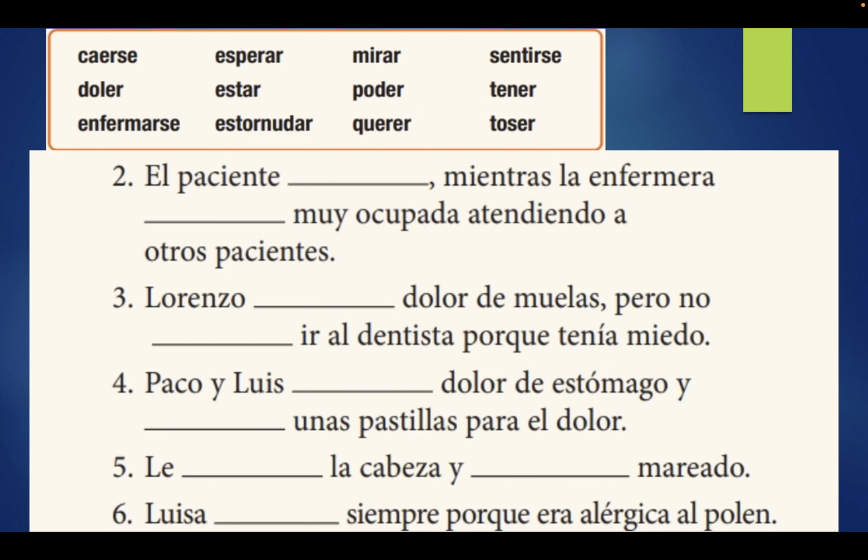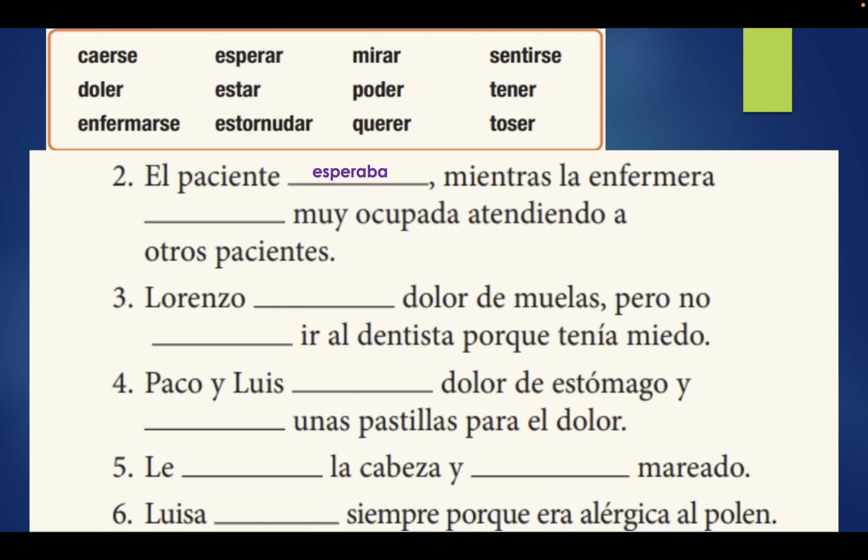Número dos. El paciente blank, mientras la enfermera blank muy ocupada atendiendo a otros pacientes. So the patient blank, while the nurse was very busy attending to other patients. So the patient was waiting while the nurse was very busy attending to other patients. So the patient was waiting. We know the verb for to wait up here is esperar. To say that he was waiting, we're going to chop off our AR in esperar, and we should add back aba. El paciente esperaba.